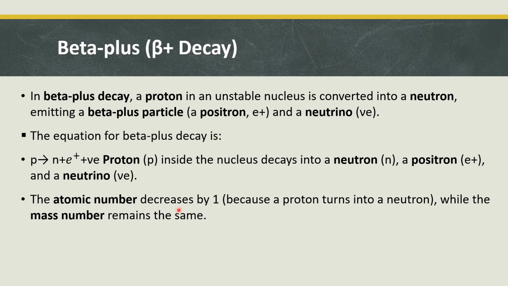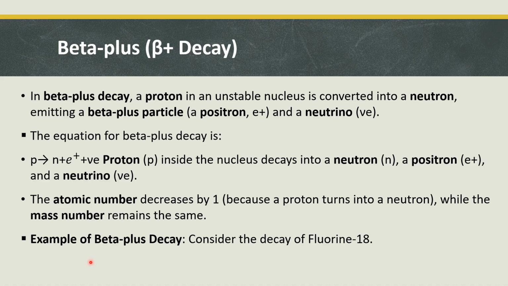The atomic number decreases by 1 because a proton is converted into a neutron, while the mass number stays the same. Here we take the example of fluorine-18. Fluorine-18 (atomic number 9) is the parent nucleus and oxygen-18 (atomic number 8) is the daughter nucleus. There is a change in atomic number but no change in mass number. The atomic number is less by 1 because one proton is converted into a neutron, so fluorine-9 is converted into oxygen-8, with the same mass number, plus a positron and a neutrino emitted.